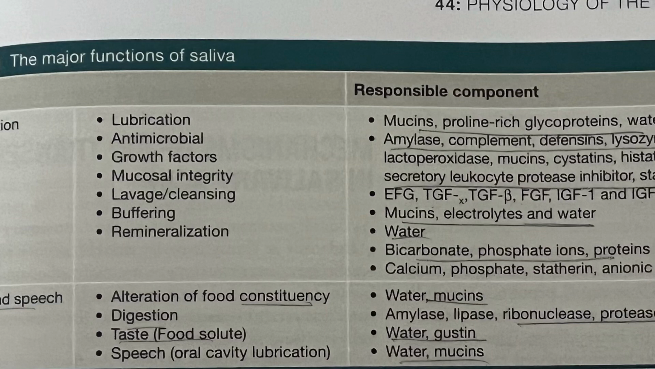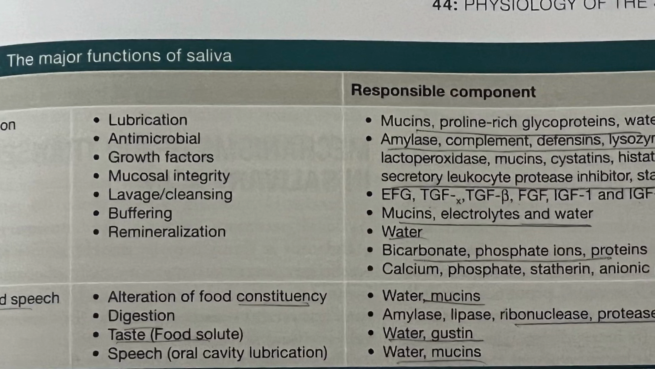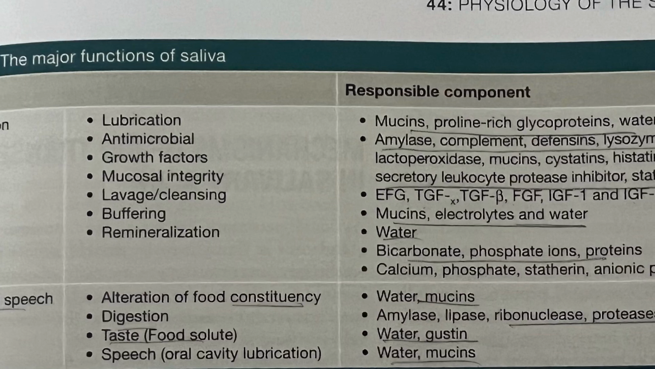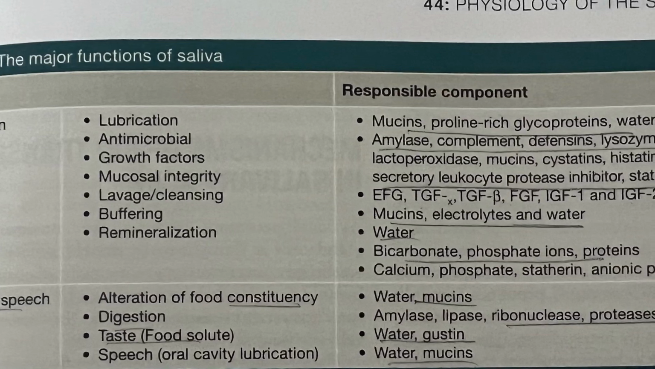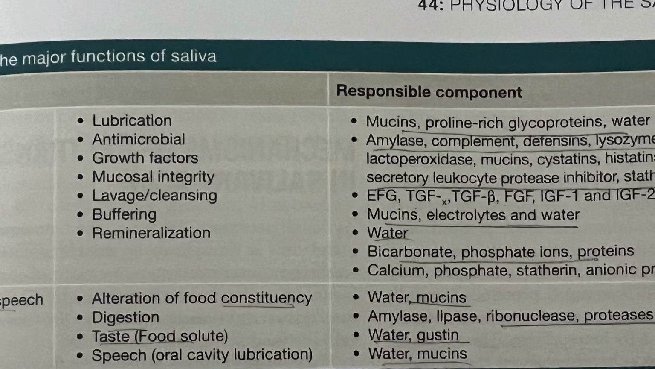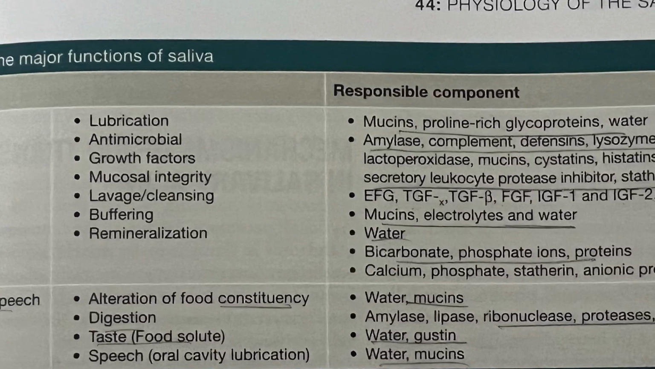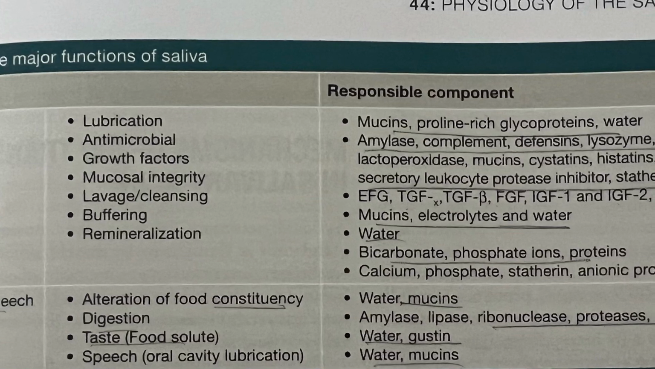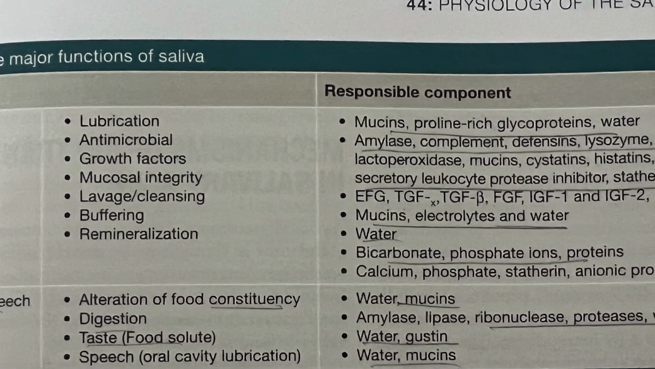Fourth component is electrolytes. Saliva contains electrolytes: sodium, potassium, chloride, which help maintain the electrolyte balance in the mouth. Fifth is antibacterial proteins like lysozyme and immunoglobulins, which protect the mouth and prevent infection.